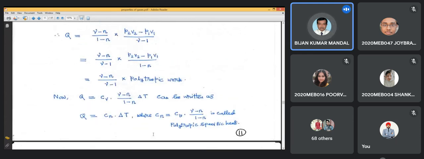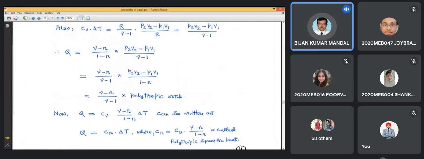Okay, now let's see. Now what we have got here, Q is equal to gamma minus N by gamma minus 1 into polytropic work. That is the heat transfer in a polytropic process where the polytropic index is equal to N. Now look here, if N is equal to gamma, what will happen?